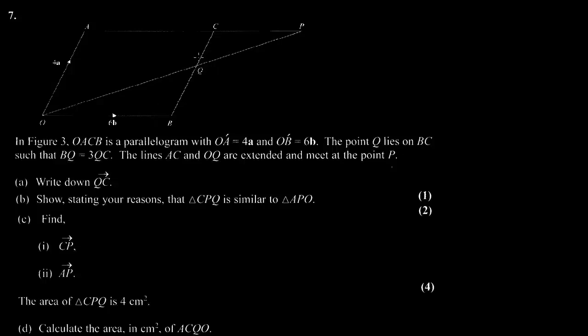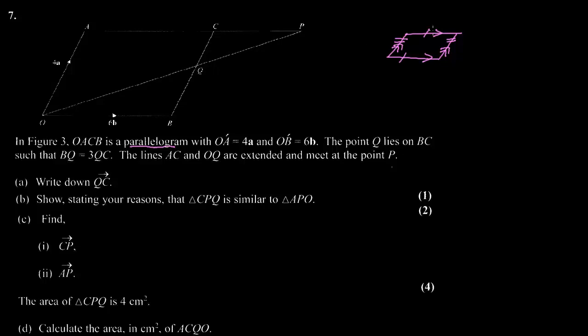Question number 7 is a vectors question. So we have a parallelogram here. What we know about a parallelogram is that the opposite sides are parallel and the opposite sides are also equal. So this side and this side are equal, this side and this side are equal, but at the same time this is parallel to this and this is parallel to this.